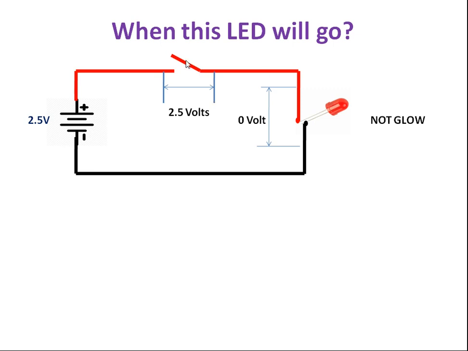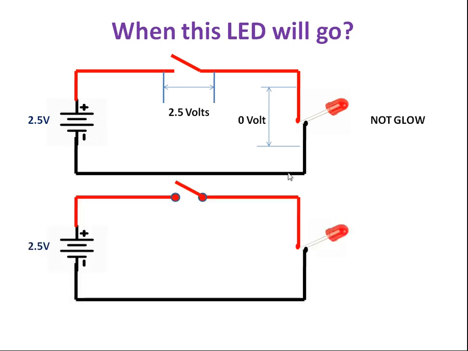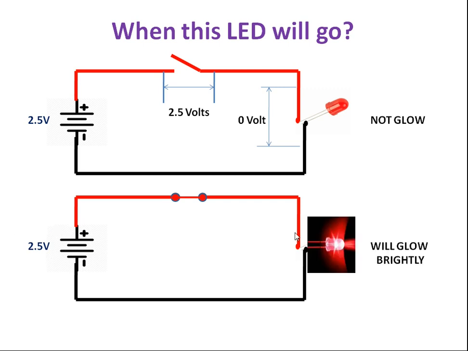Now, for this LED to glow, definitely you have to close your switch. If I close the switch, what will happen? The circuit will be a closed circuit with this 2.5 volt, so the entire 2.5 volt will be applied across the LED. Then the voltage across the switch is 0 volt. So in this case, your LED will glow brightly.